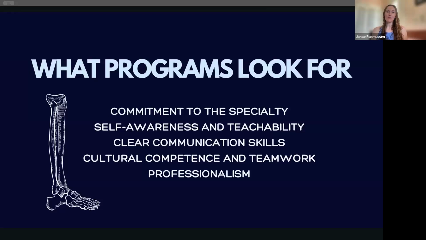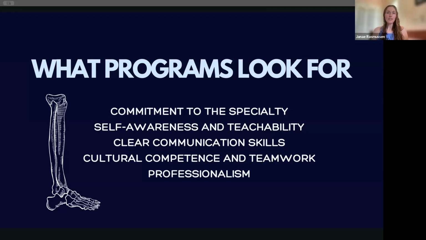The main things that programs are looking for: one, is there a commitment to the specialty? Particularly for orthopedic surgery, they want to make sure that if you're going into orthopedics, you're in it for the right reasons, and that you have a really good grasp of the fundamentals of orthopedics and why ultimately you should be pursuing that subspecialty.